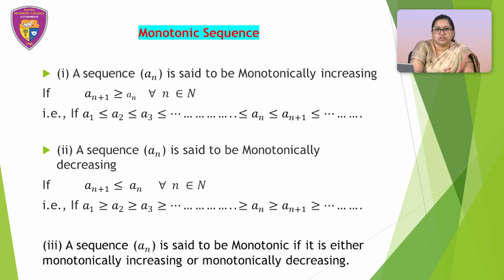Then monotonic sequences. How can we define monotonic sequences? Monotonic means either monotonic increasing or monotonic decreasing. To find out whether a sequence is monotonic increasing or monotonic decreasing, we simply calculate a_(n+1) minus a_n. If it is greater than 0, the sequence is monotonic increasing, and if it is less than 0, it is monotonic decreasing. So it's very easy to find out which one it is.